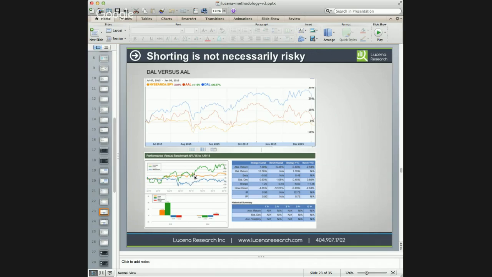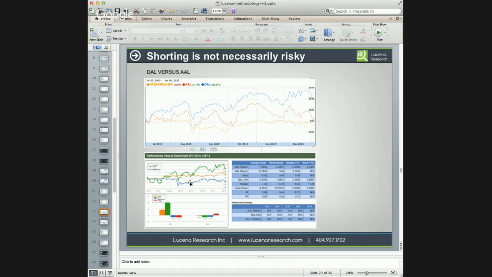Now down here, I show a backtest of us going long Delta. Let me zoom in here and make sure I've got this right. I believe what we're seeing here is that this green is Delta, the blue is the market, and the orange is the overall portfolio.